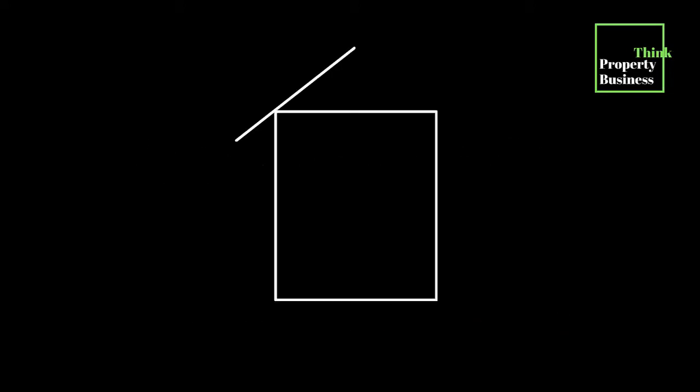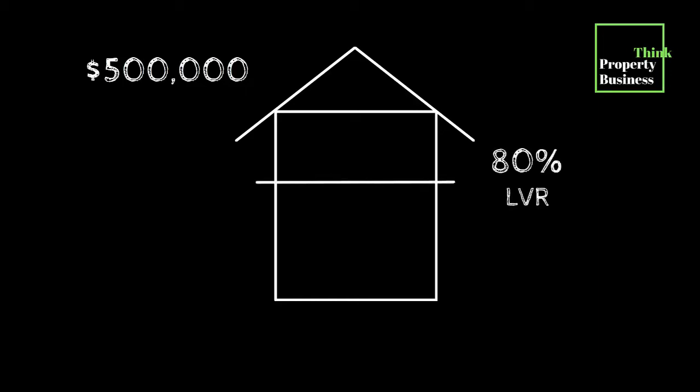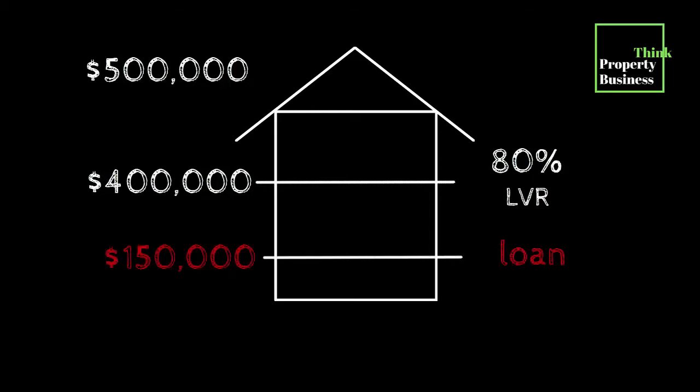We'll draw a house up here. Now for this purpose, we're going to assume that the value of the property is $500,000. And what we normally do when we're accessing equity in an owner-occupied home is that we'll limit that LVR to 80%. That's just a general rule, doesn't have to be that. So 80% of 500,000 is 400,000. So that's a maximum loan amount that we'll go to against that property.